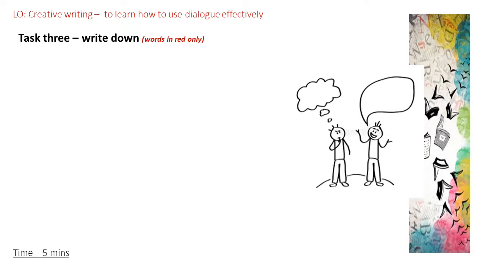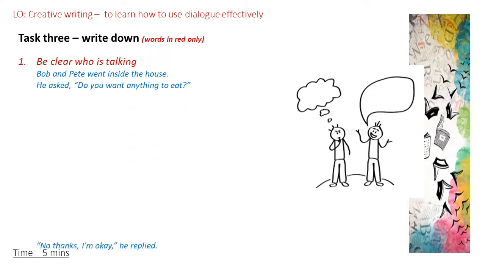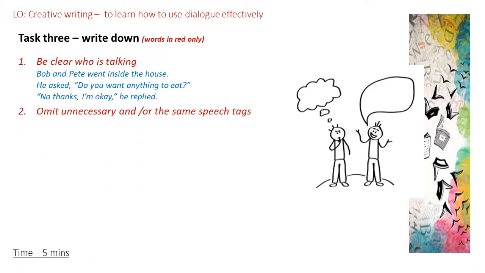What I'd like to do next is write down the words in red, please. So make sure you're clear who is talking. Bob and Pete went inside the house. He asked, "Do you have anything to eat?" "No thanks, I'm okay," he replied. So the problem there, it's not really clear who has said what. Did Bob ask the question and Pete reply, or vice versa? So make sure you're making it really clear who is saying what.